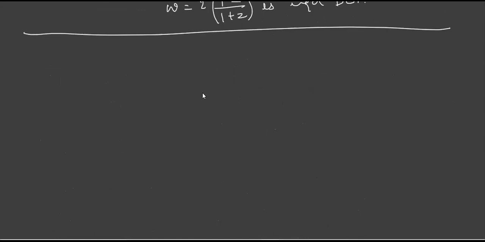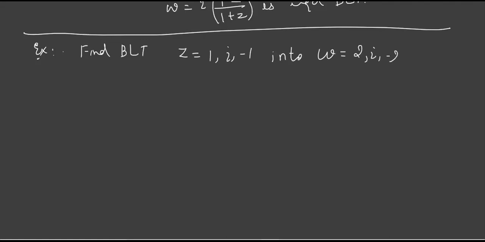Finding a bilinear transformation can be done in two ways: one is the cross ratio, and one is the general method. So I'll write the example. Again, the question is the same. Find the bilinear transformation which maps z equal to 1, i, minus i into w equal to 2, i, minus 2.